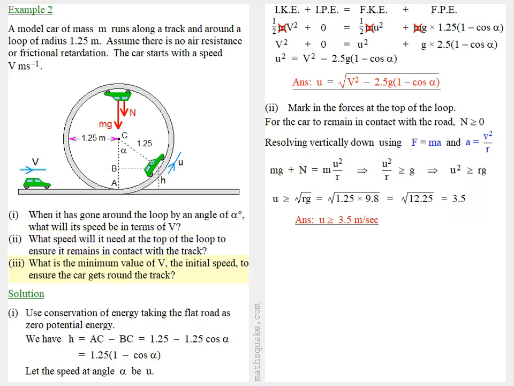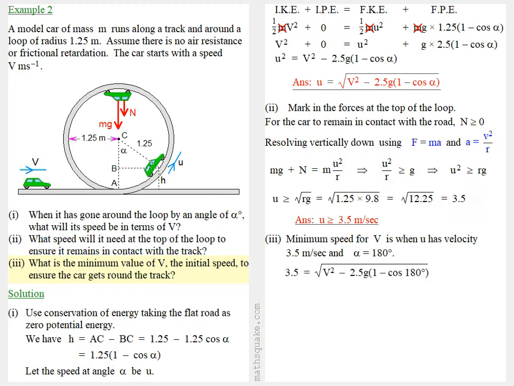Now in part 3 we're asked, what is the minimum value of v, the initial speed, to ensure the car gets round the track? Well, the minimum speed for v is when u has a velocity of 3.5 meters per second and alpha is equal to 180 degrees. So, using the answer to part 1, we have 3.5 equals the square root of v squared minus 2.5g into 1 minus cos 180 degrees.